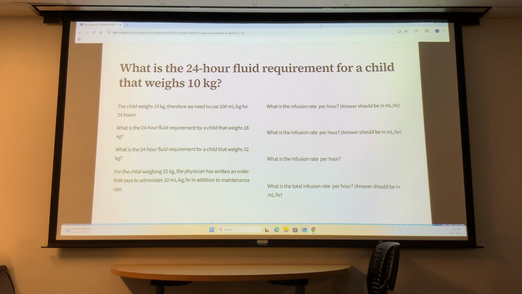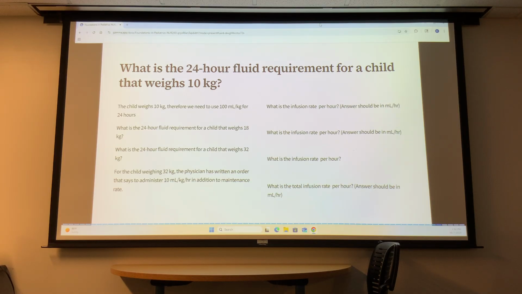So what's their infusion rate per hour? 72.5? Yes. Okay. So you got 72.5 mLs per hour. Now, for your child weighing 32 kilos, the physician has written an order that says you need to administer 10 mLs per kilo per hour in addition to their maintenance rate. So this is their maintenance rate, that is what they're getting per hour. So now you need to add an additional 10 mLs per kilo per hour.